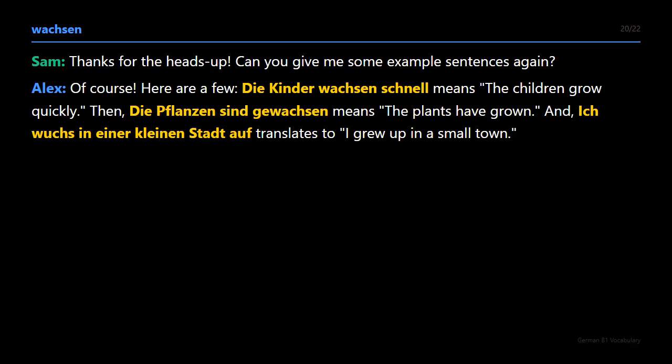Can you give me some example sentences again? Of course. Here are a few. Die Kinder wachsen schnell means the children grow quickly. Then, Die Pflanzen sind gewachsen means the plants have grown. And, Ich wuchs in einer kleinen Stadt auf translates to I grew up in a small town.